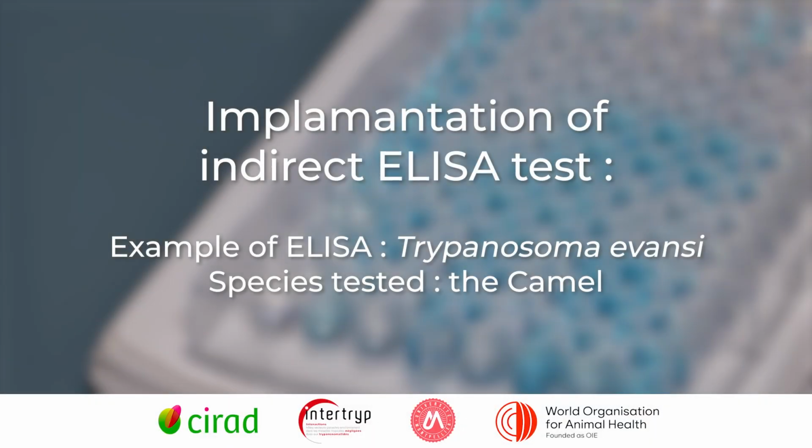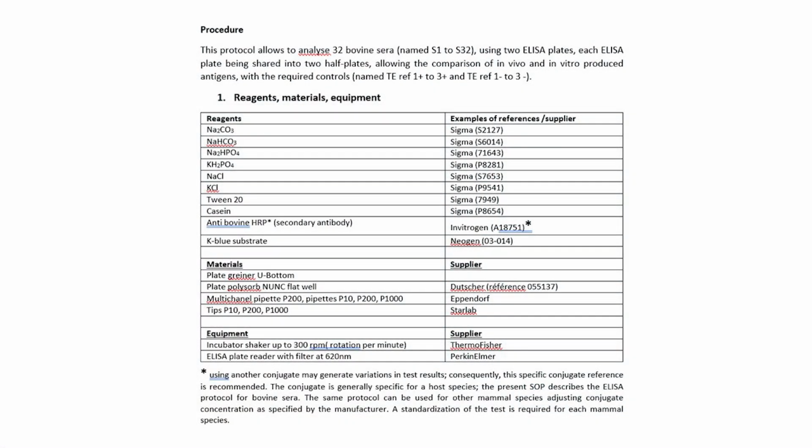Implementation of indirect ELISA test, example of ELISA Trypanosoma evansi, species tested, Camel. Refer to the detailed protocol for references of reagents to be used for this ELISA and especially for buffer preparation.